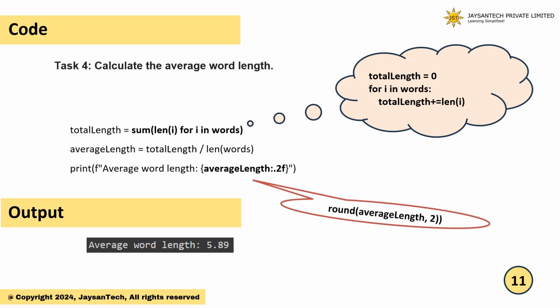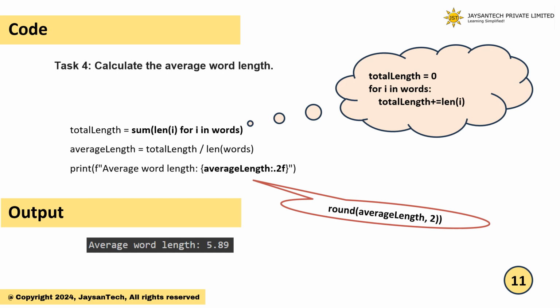Then how are we calculating the average length? We are calculating the average length by dividing the total length by len of words. So we divide by how many words we have in our word list, and we calculate the average length. Then we are using the formatting method, colon dot 2f, and the average found is saved in average length. That average length variable will be printed with 2 decimal values. So here our result is 5.89.